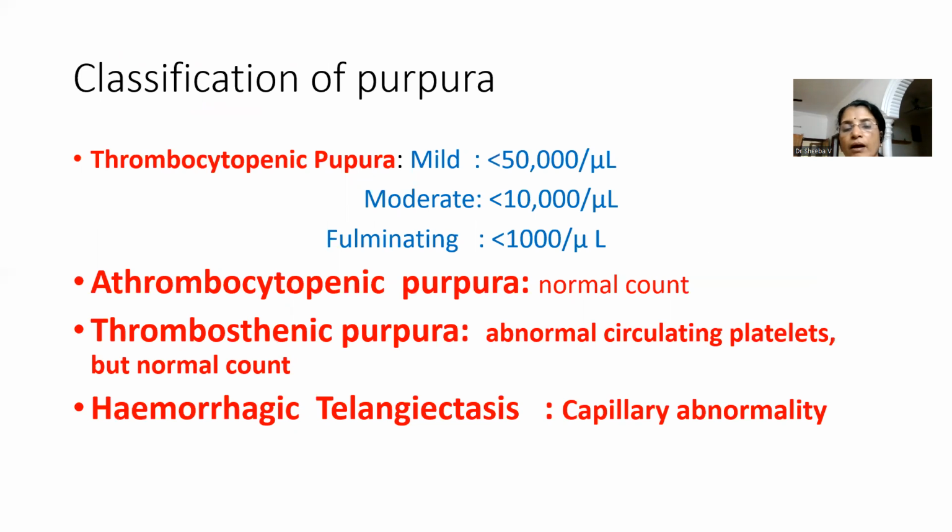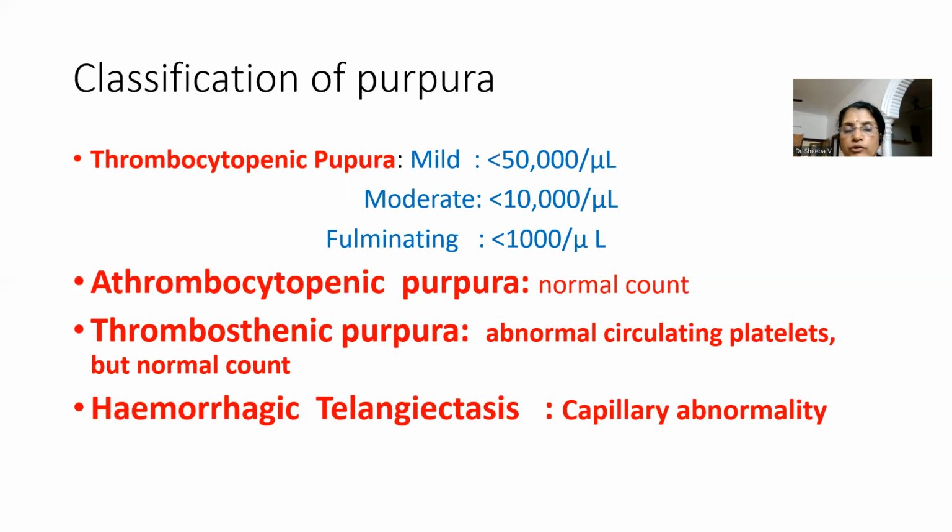Thrombocytopenic purpura can be mild, moderate, and fulminating. The normal platelet count is about 1.5 to 4 lakh. When the platelet count decreases below 50,000, it can lead to mild thrombocytopenia. And how can you identify thrombocytopenic patients? You can see dark purplish blotches under the surface of the skin.